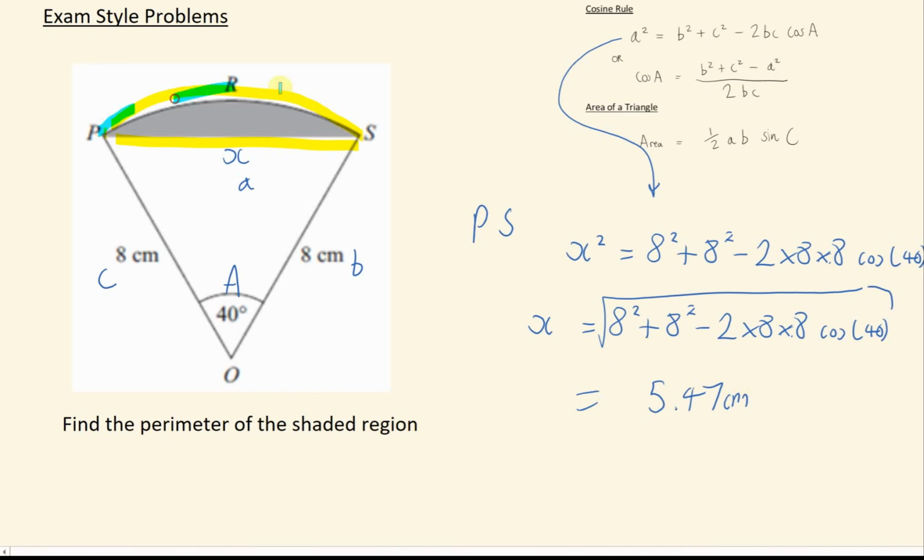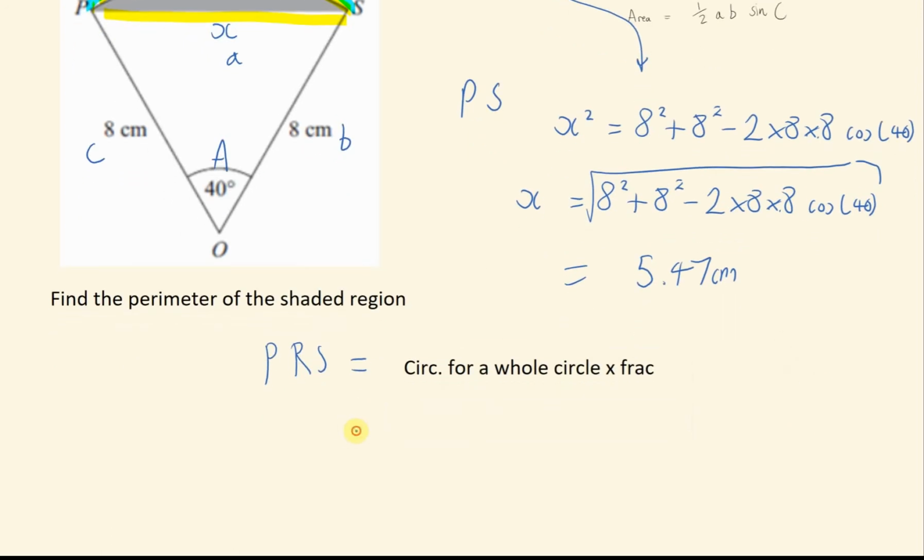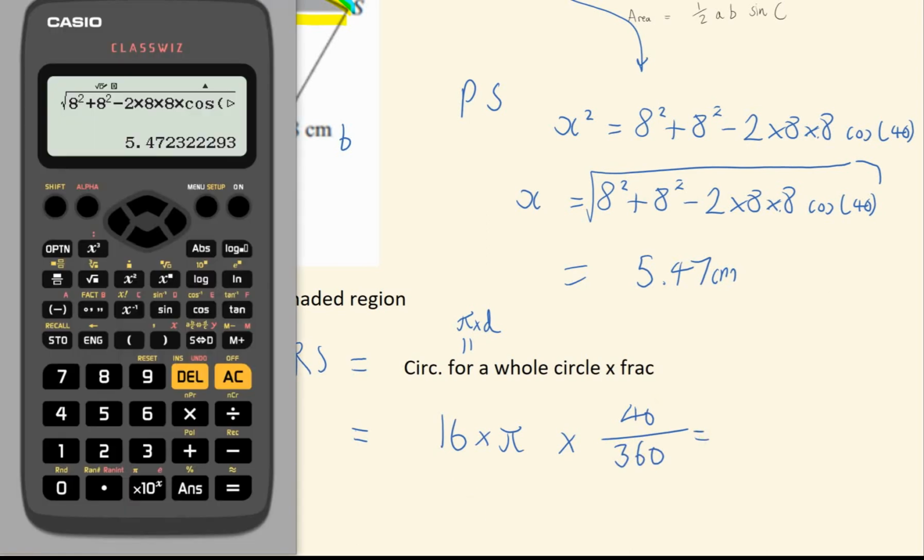Next, we need the length PRS, this curved area. So to do that, that's just an arc of a circle. So to work out that length, we want the circumference for a whole circle, and then just multiply it by what fraction of a circle we have. So for the circumference for a full circle, we would do pi times diameter. Here you've got the radius is 8, which means the diameter must be 16. And a fraction of a circle, that is how many degrees we have out of a possible total of 360. And if I type that in, that'll give me the length PRS.